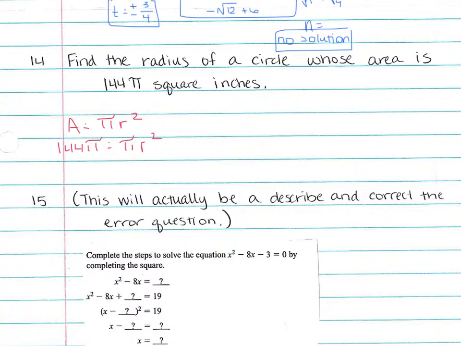Well, we can divide the pi out of each side. Those are gone from both sides, making 144 equal to the radius squared. This is the square root of 144. And since we're dealing with dimensions here, the radius that we're looking for is 12 inches.